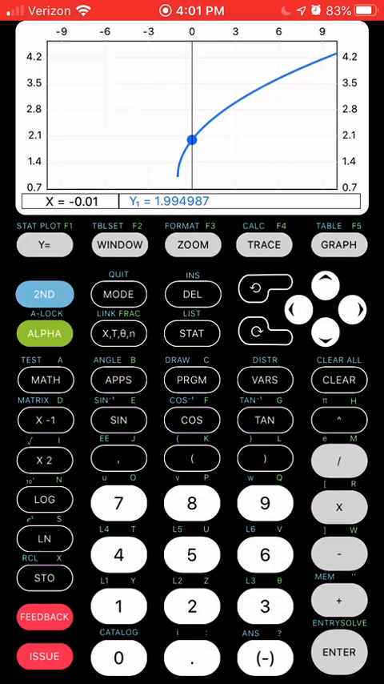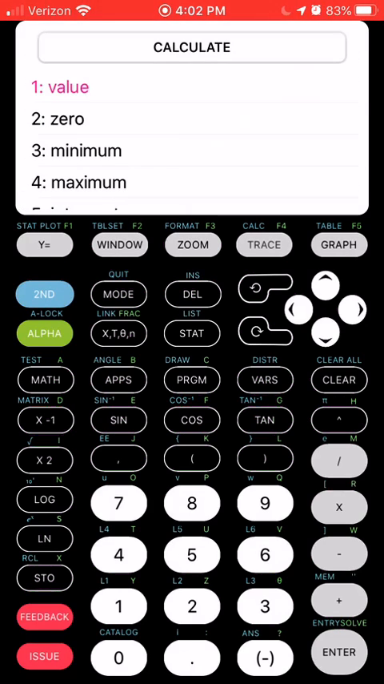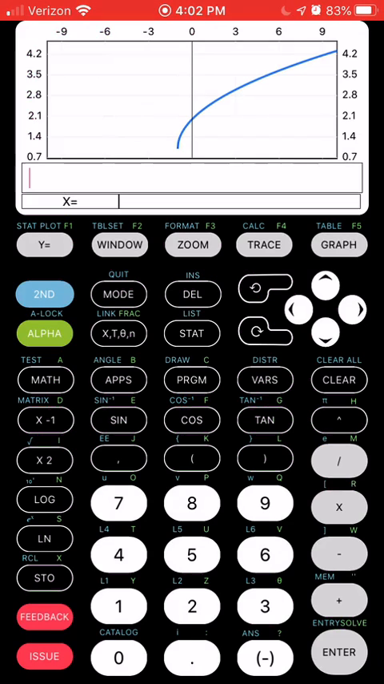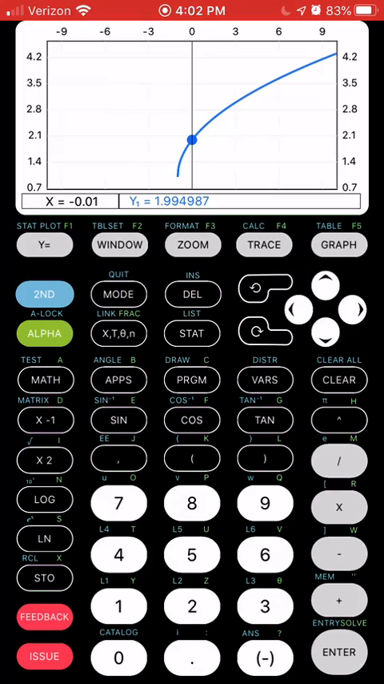I believe on a regular graphing calculator, you can't just start typing in numbers. I could be wrong, they could have changed by this point, but if you hit second and then trace across the top, which is the calc button, number 1 is value, and it does the exact same thing. So it'll say x equals on the bottom of your calculator screen, and then you hit -0.01, and there you go. It's the same deal.